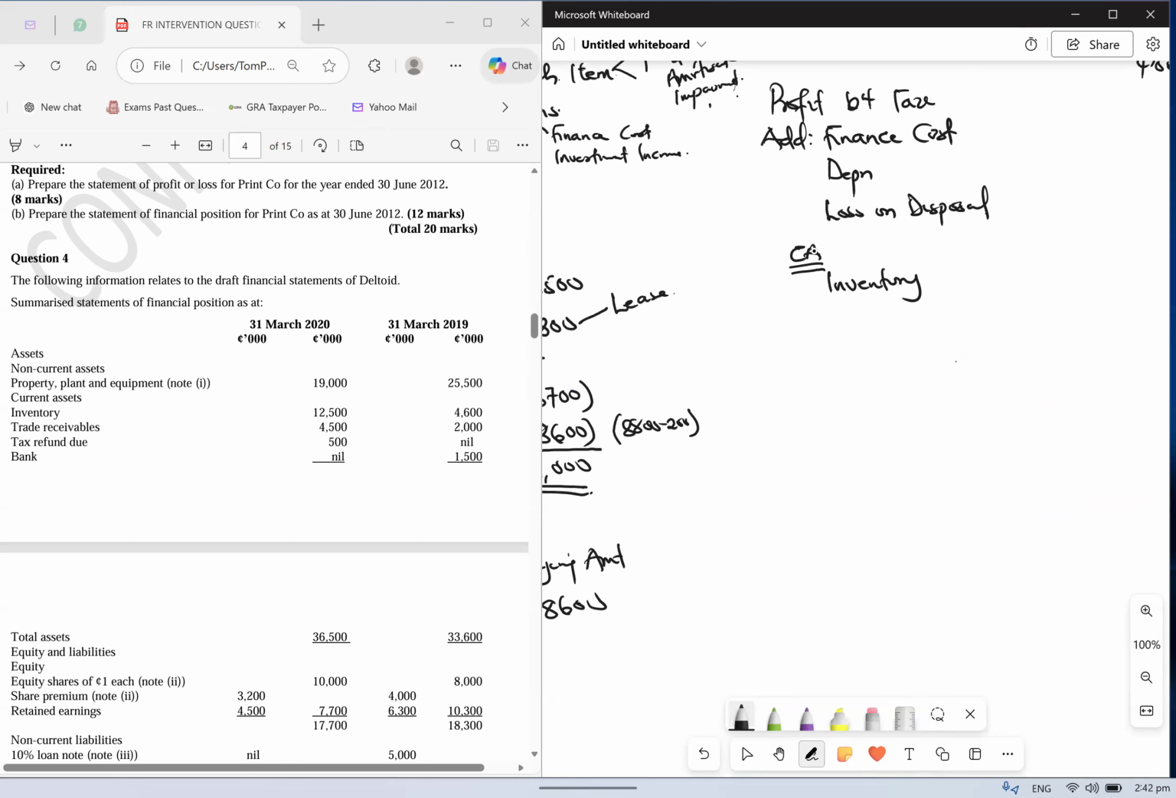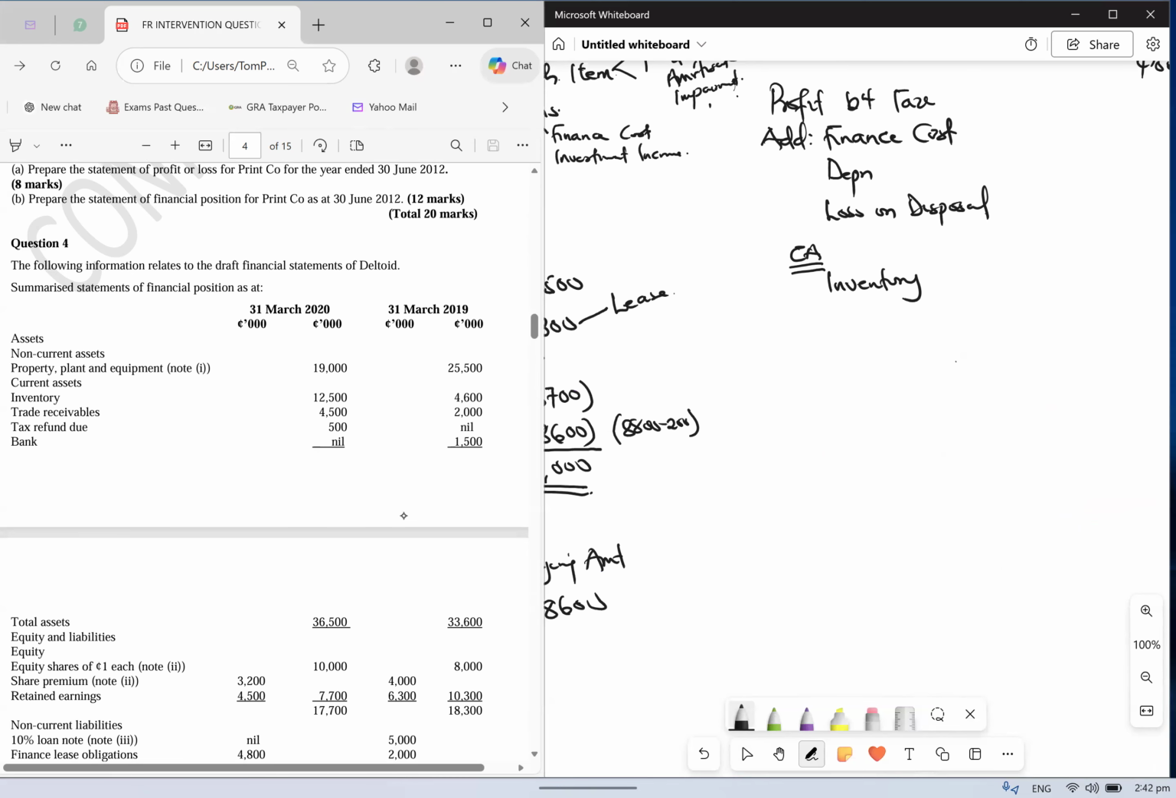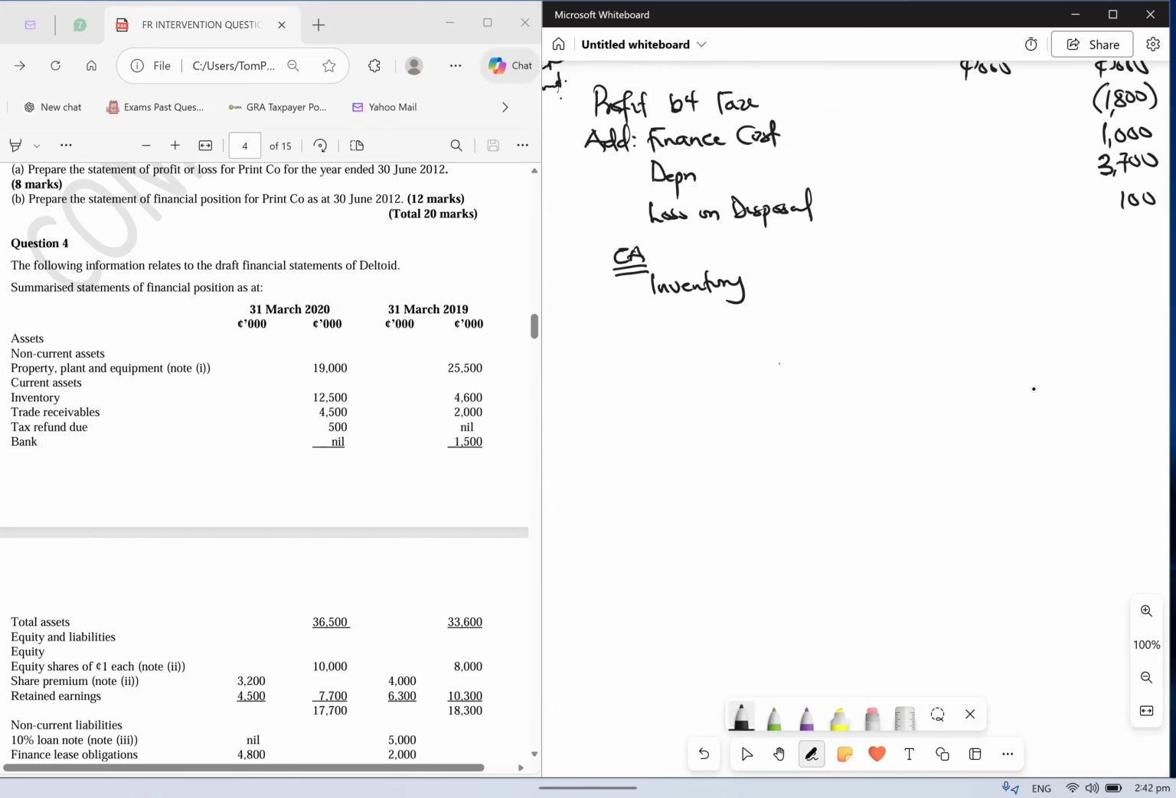What happened to the inventory? It moved from 4,600 to 12,500. What is the meaning? For your inventory to move from 4,600 to 12,500, what does it mean? I think since you have purchased more goods, you have more inventory.